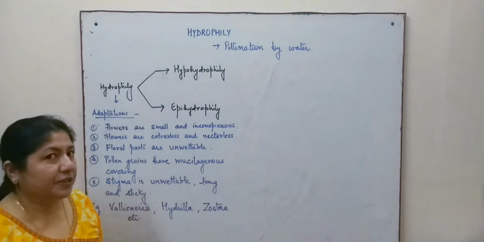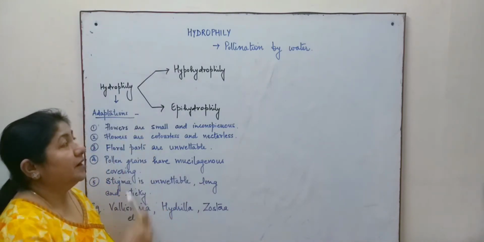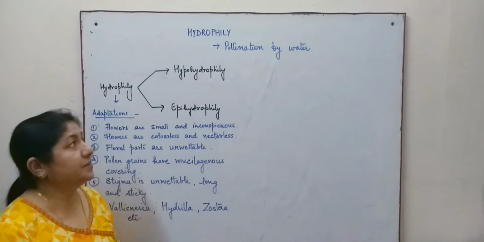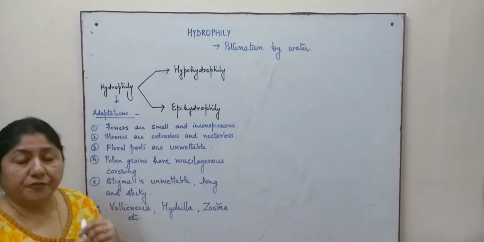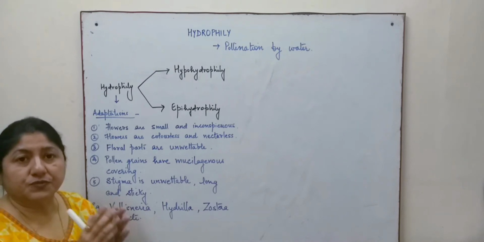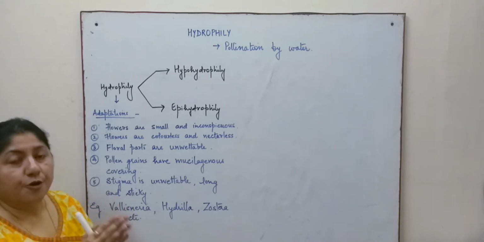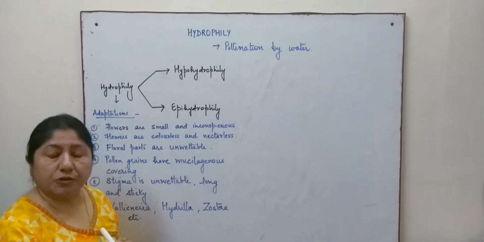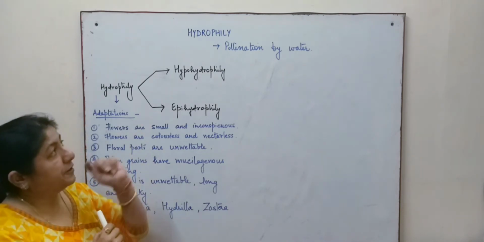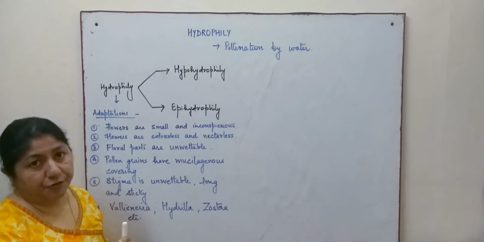Here we will understand hydrophily, that is, pollination by water. When the transfer of pollen grains from the mature anther to the stigma is brought about with the help of water, it is known as hydrophily.